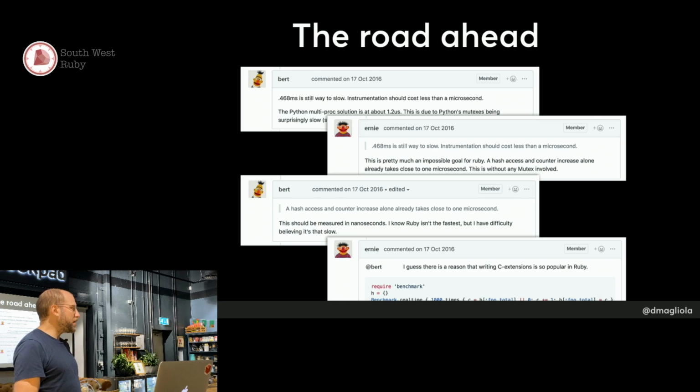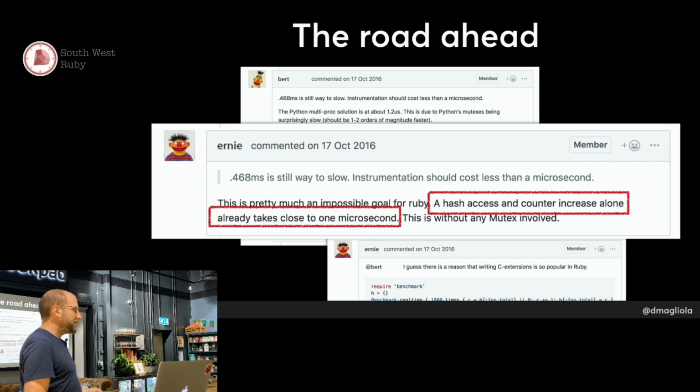Now, to store numbers, we use hashes instead of plain integers for reasons that are going to make a bit more sense later. But what this means for now is that when I say increment a counter, what I mean is you read and you write a value in a hash. And according to this exchange, this either could or couldn't be done in a microsecond.